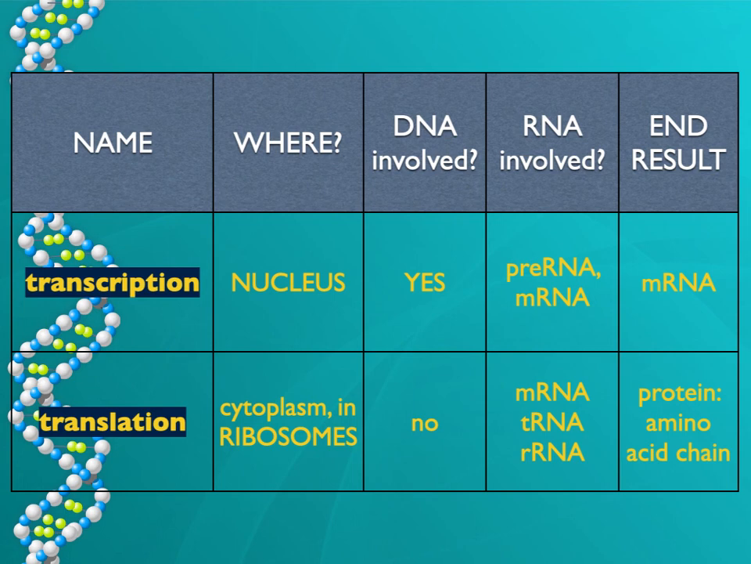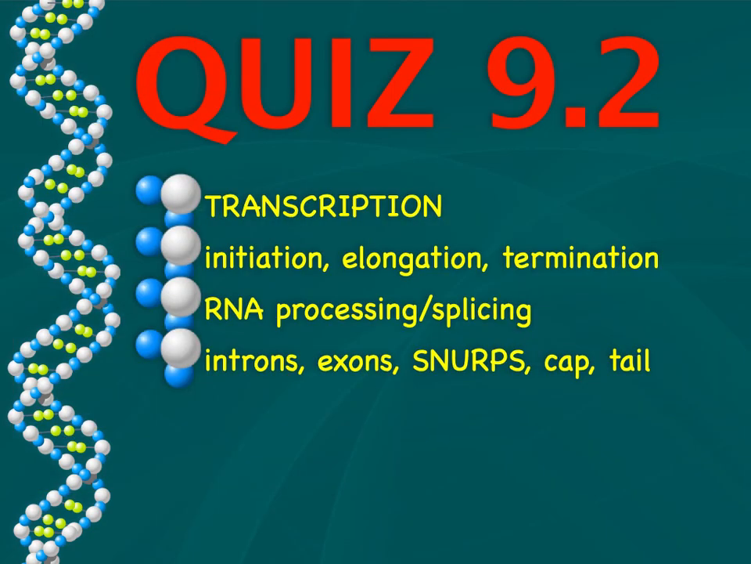Transcription, where? Nucleus. Is DNA involved? Yes. RNA, which ones? Pre-RNA and mRNA. What's our end result of transcription? We're going to build a molecule of mRNA. Translation, where? In the ribosomes. More importantly, is DNA involved? Nope. Which RNAs are involved? mRNAs, tRNAs, and rRNA. And the end result, we're going to build a protein or an amino acid chain.